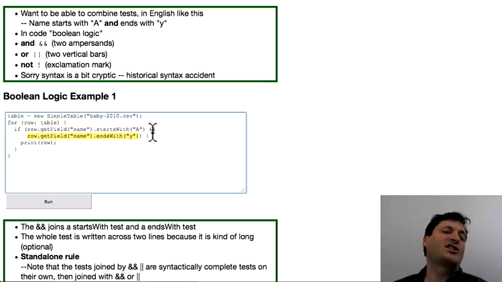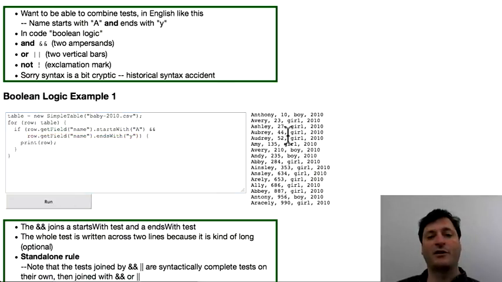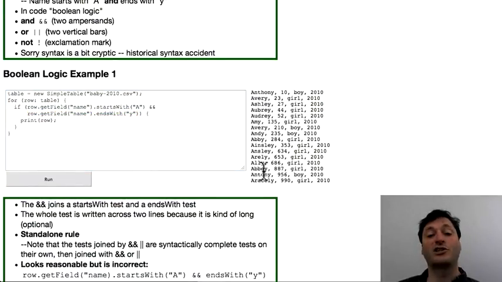What this does is take two tests and put them together. It says, for this overall if test to be true, both of these subparts have to be true. So, I'll run it. This says the name has to begin with A, and the name has to end with Y. If I run it, we get a shorter list of names that begin with A and end with Y.